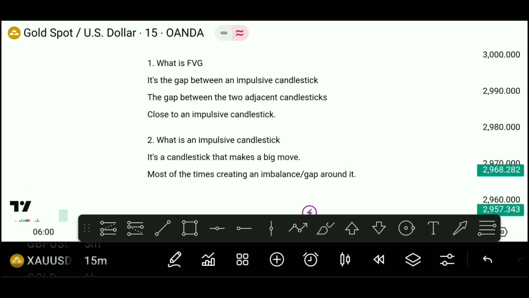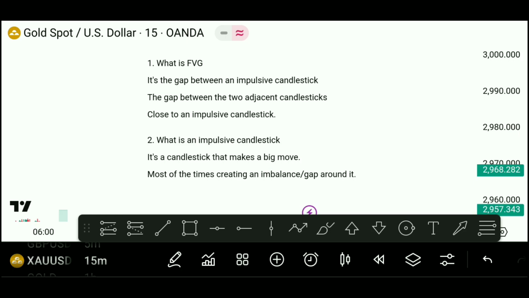So what is an impulsive candlestick? An impulsive candlestick is the candlestick that makes a big move, most of the time creating an imbalance or gap around it. If you look around that area, that's where you'll be seeing your FVG, or your fair value gap.